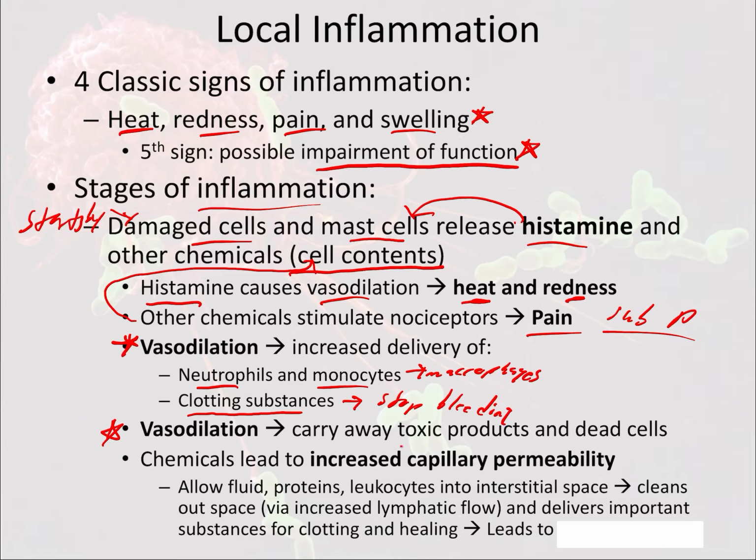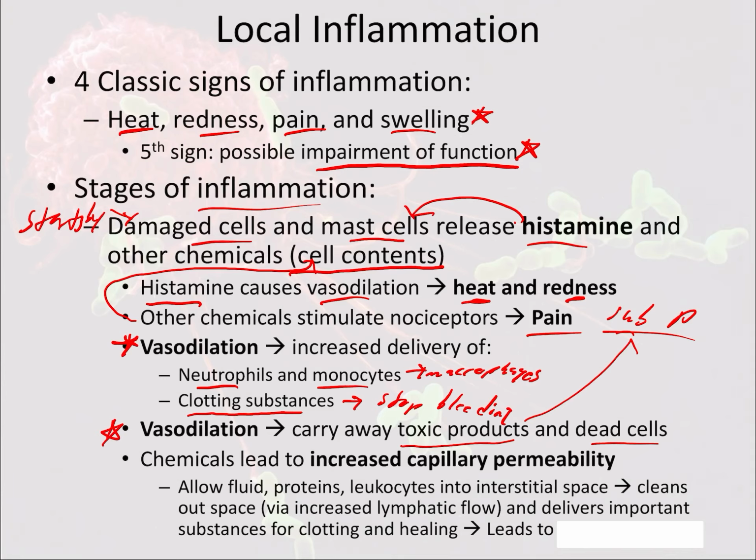We want to carry away toxic products and dead cells. Some of those things that stimulate the immune system, like substance P and a lot of other chemicals that are inside of cells and don't need to be there, get carried away. And then we also have all the dead cells that were destroyed with the injury. That stuff needs to get carried away as well.